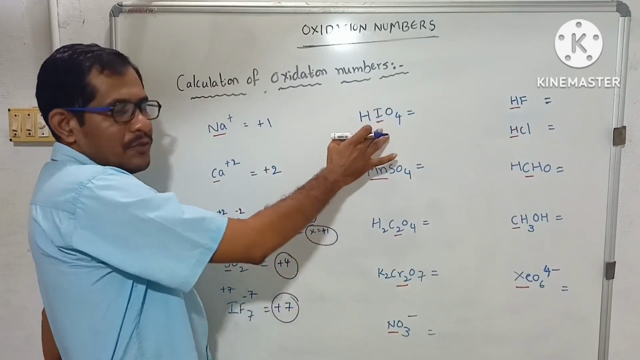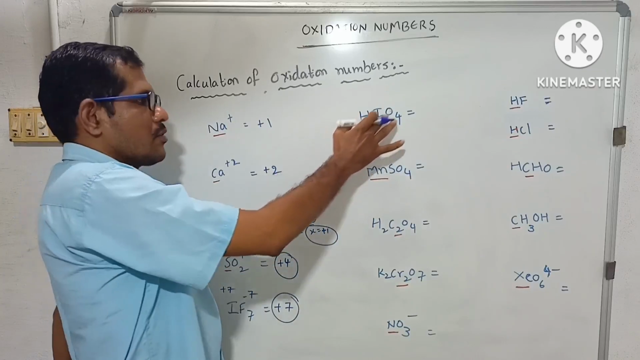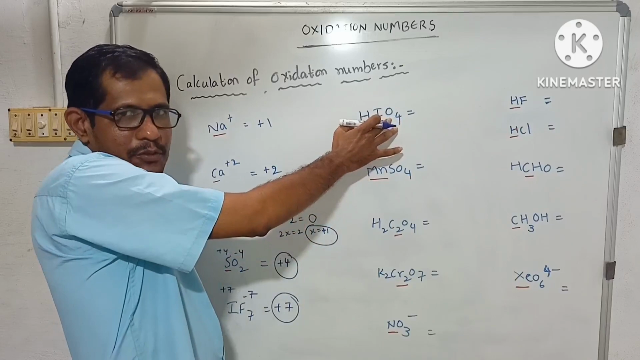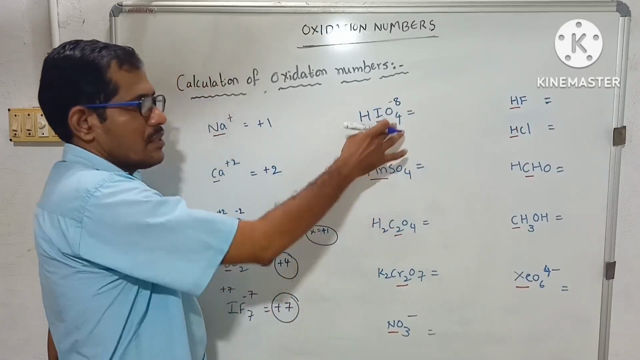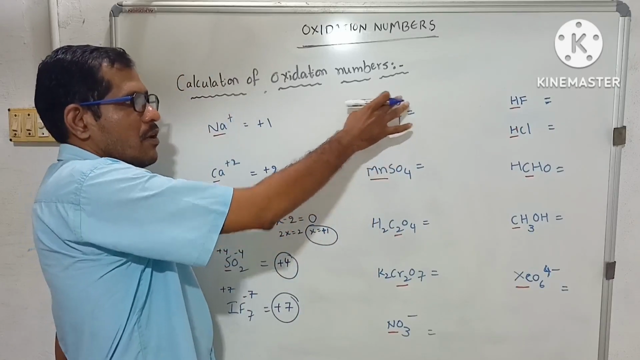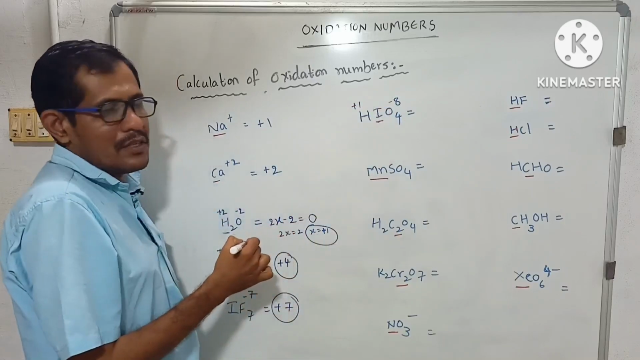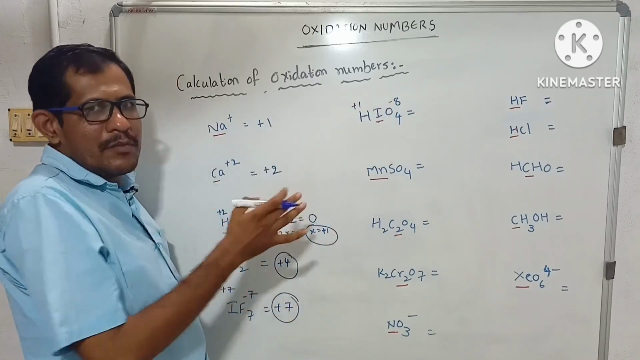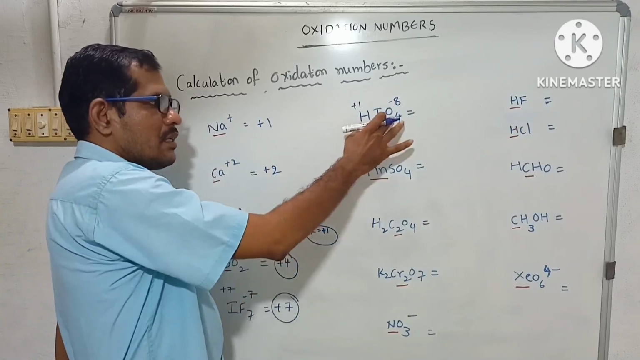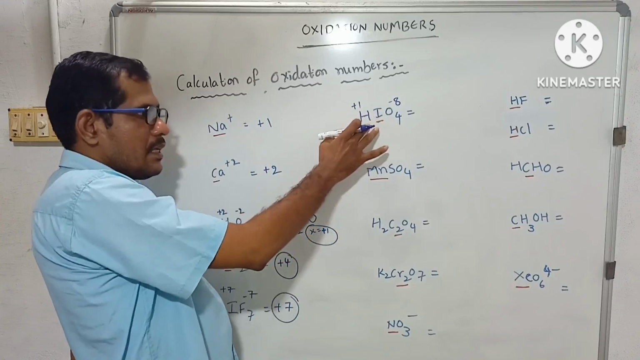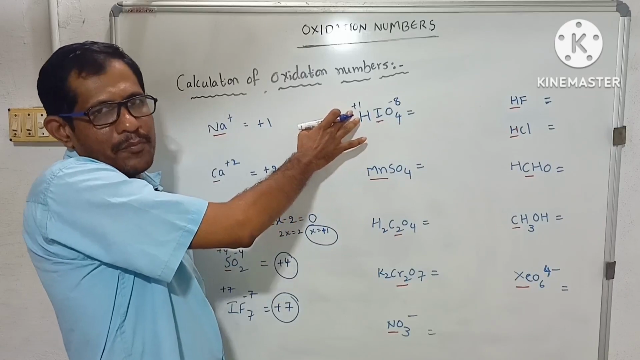If you take this one, we need to find the iodine oxidation number. Each oxygen is minus 2. There are 4 oxygens, so it is minus 8. Hydrogen we know is plus 1. You may ask, hydrogen can be plus 1 or minus 1, but since it is present along with the highly electronegative oxygen, it is getting plus 1, that's why we are putting plus 1 here.